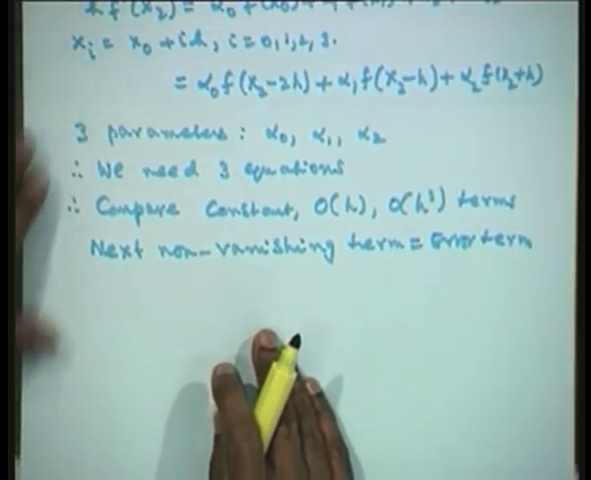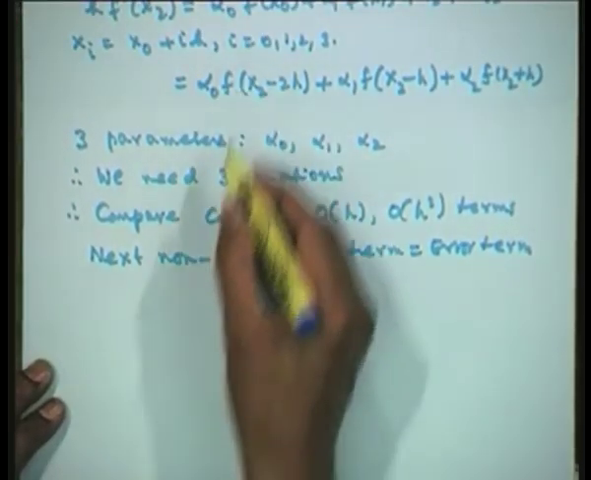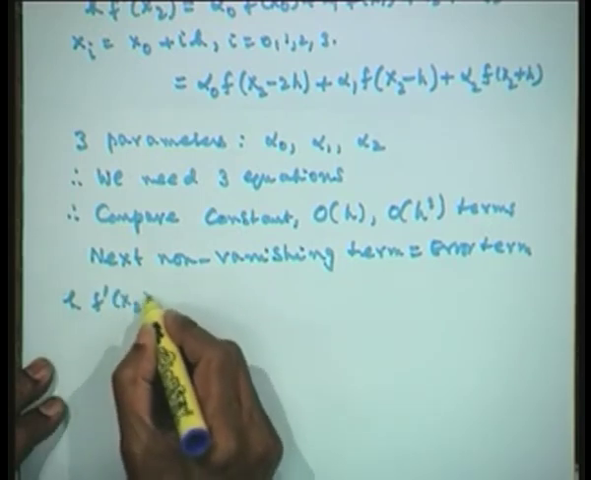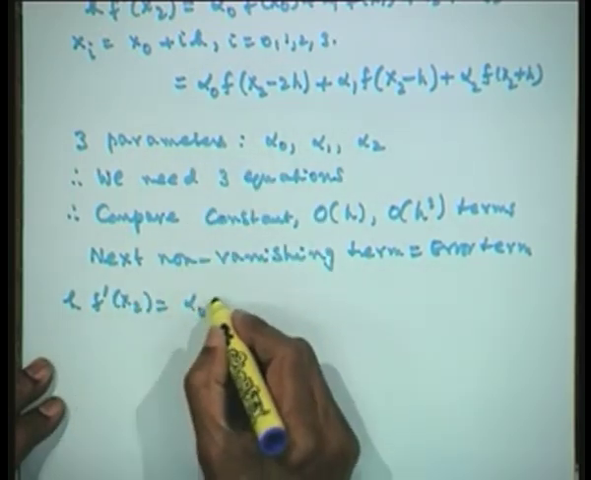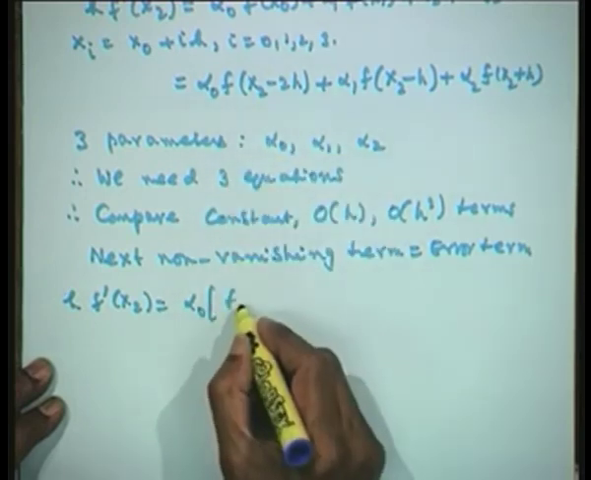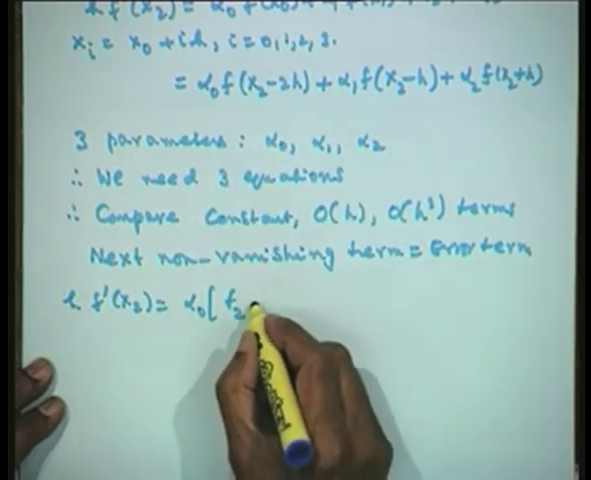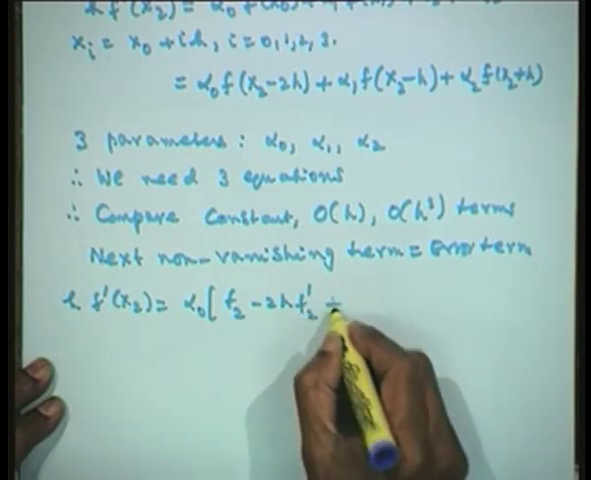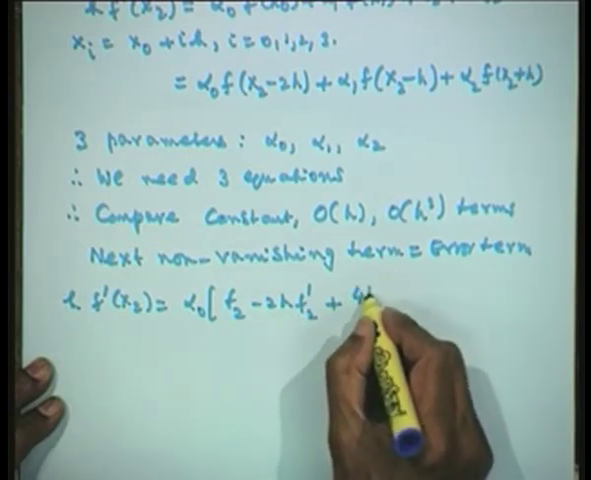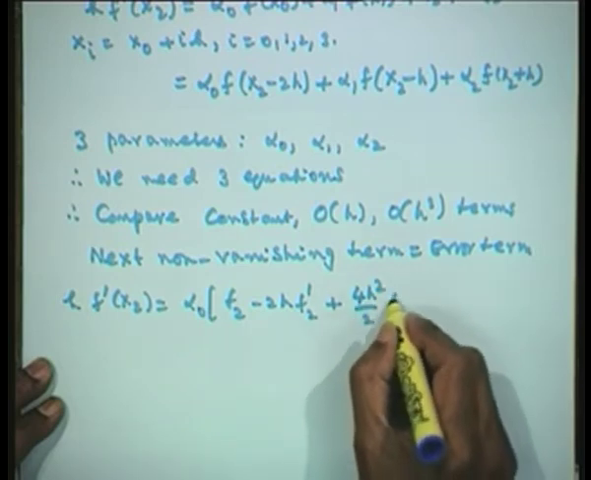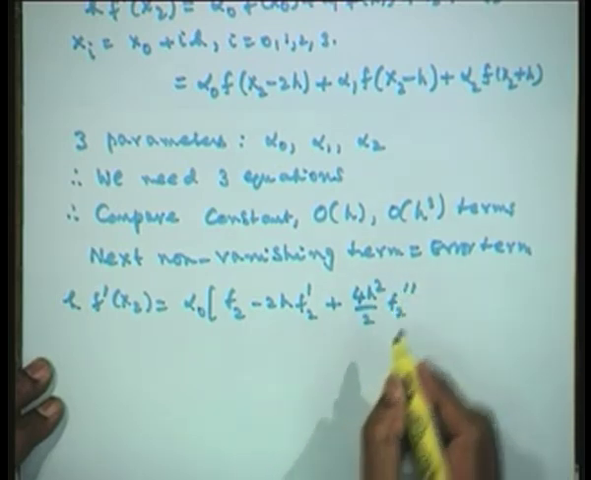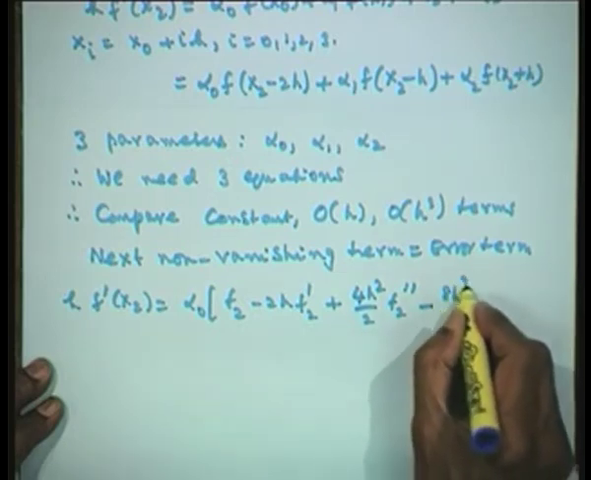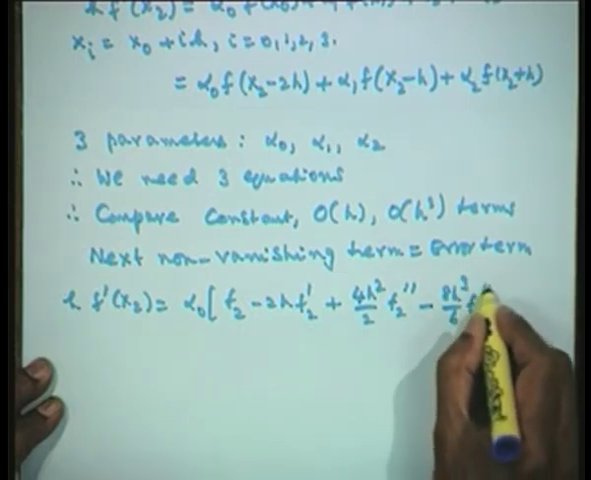Now, I will write down only one step and leave it as an example for you. So, if I now write this, open it up, what I would get here is alpha naught f x 2, let us write down suffix 2, minus 2h f dash x 2 plus 2h whole squared, that is 4h squared by factorial 2 f 2 double dash. I need the error term, so I will write down the next one also, minus 8h cubed by 6 f triple dash at 2.